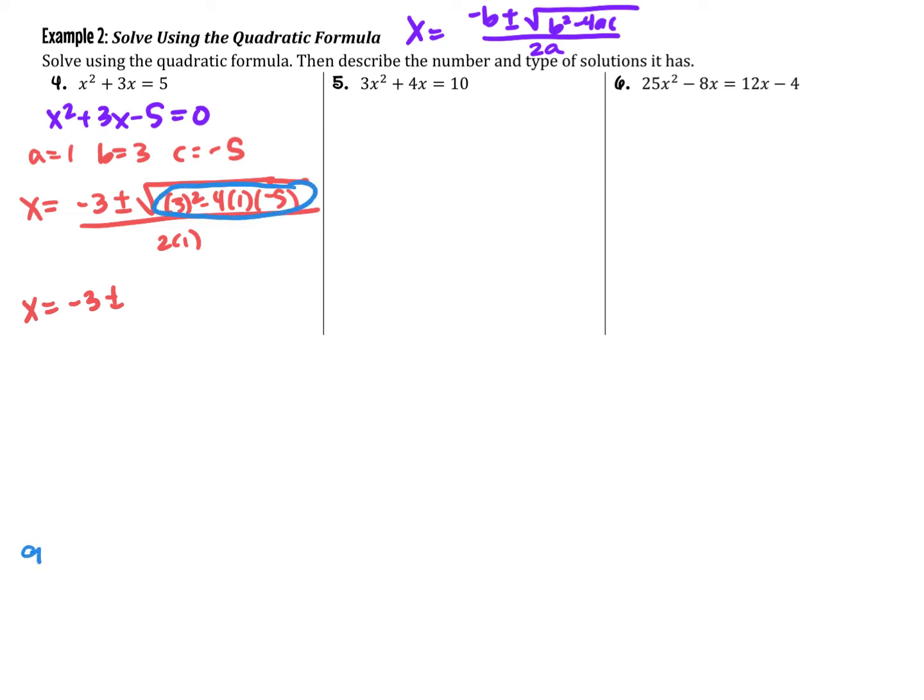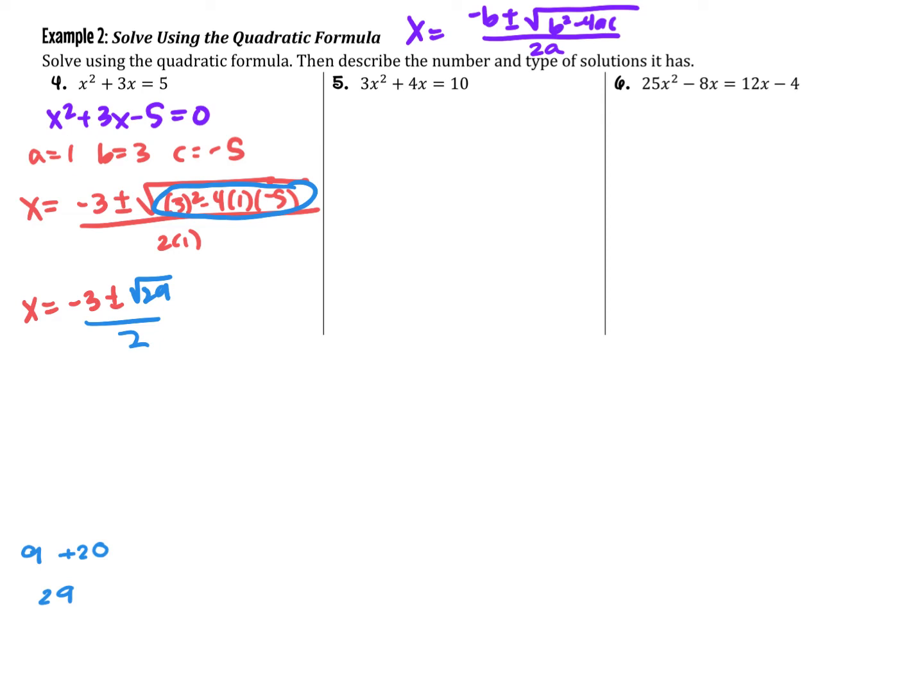So I'm going to move down here. That's going to give me 9 minus 4 times 1 times negative 5. So the negative 4 and the negative 5 are going to combine to be 20. So my discriminant is 29. So I'm going to have the square root of 29, and this is all going to be over 2.